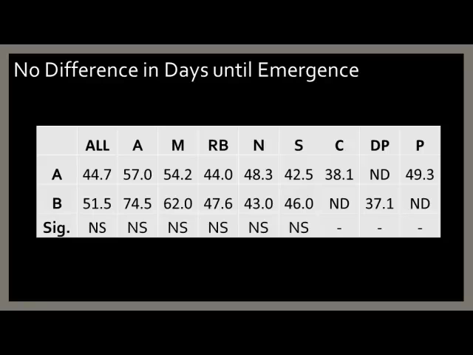When we look at the number of days that the plant waits until it emerges, there's also no statistical difference. When you look overall at the varieties, B is slightly later than A, but again, when you look at the specific varieties, it alternates between A and B being earlier or later.